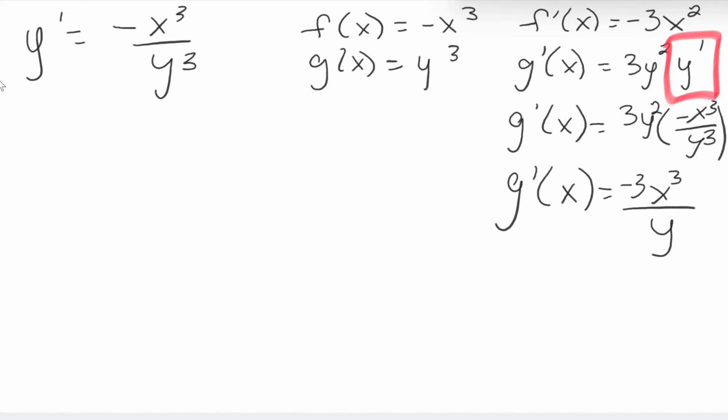So remember, whenever you're doing the derivative of a y, we have the y prime, right? So the derivative of y to the third is 3y squared y prime. I know what y prime is, so I substitute that back in. So y prime is negative x to the third over y to the third. So we can simplify that down. We get negative 3x to the third over 1.